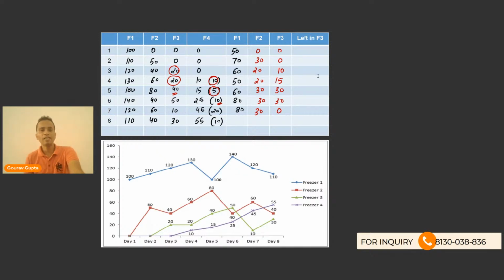Clear? Now finally, I'll write the number of tubs which are left in F3 at the end of every day. So 0, 0, and the number of tubs left in F3: 20 में से 10 चले गए, so it will be 10, right? These are the number of tubs that have gone to freezer number 4. The next day will be the same as the number of tubs left in F3 at the end of the previous day. Okay, so it will be 5, 10, 20, and 10. And this is our loss. This is the loss that was given as the last statement.